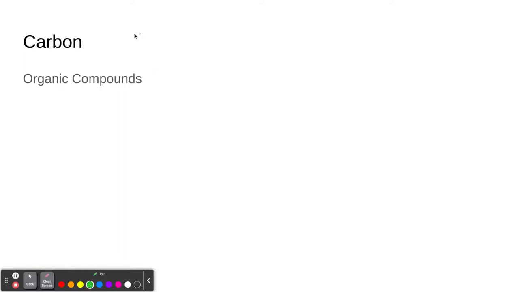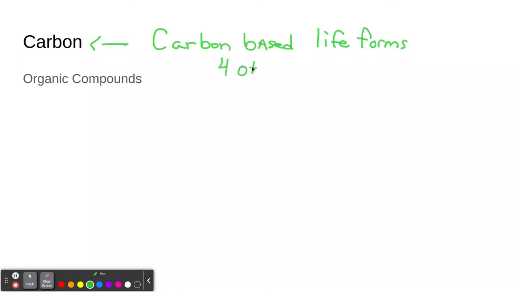Try green. Carbon is the key. We're carbon-based life forms, right? Because carbon can bond better than any other element. It can bond with four other elements. Let's bring this up. And it is the second most abundant element in our body, oxygen being the first.